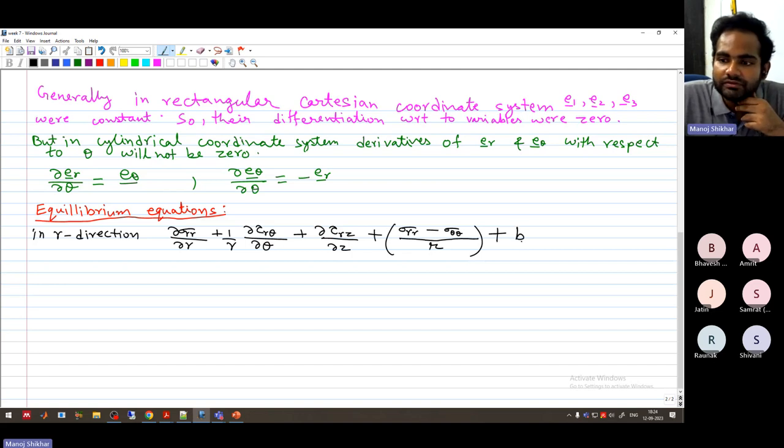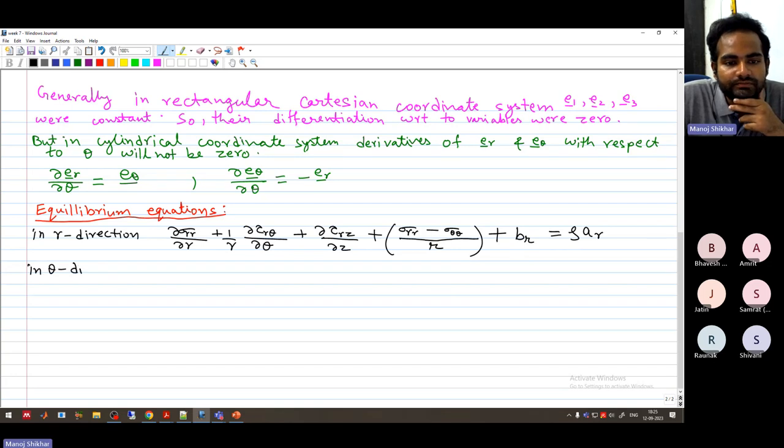And we have the body force per unit volume Br equal to rho into Ar, the acceleration. Sorry, this is a component equation, so there will not be any bar which I wrote there.